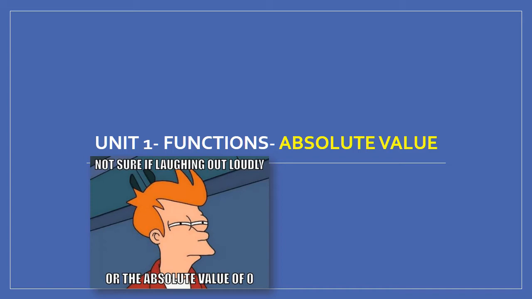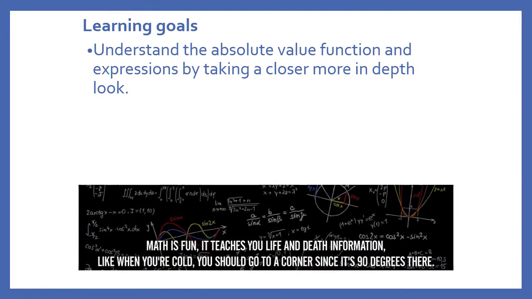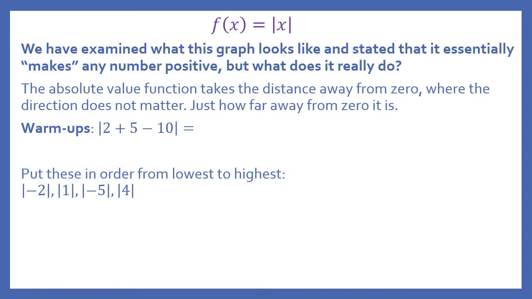Our next video lesson is on absolute values. Our learning goal is to understand the absolute value function and expressions by taking a closer, more in-depth look. So I'm actually going to tell you for this lesson what the absolute value does, not just that it makes anything positive, because that's not really true. So far we've examined what this graph looks like and stated that it essentially makes any number positive, but what does it really do?